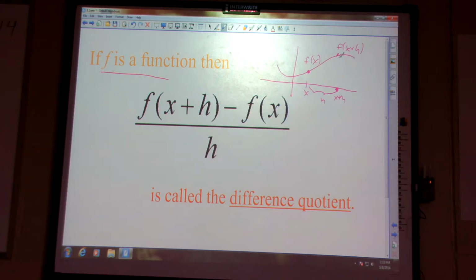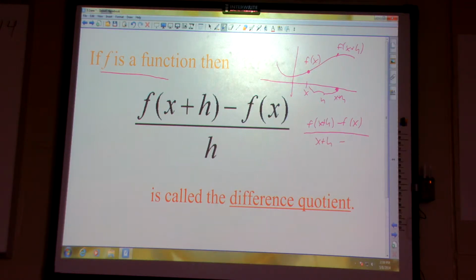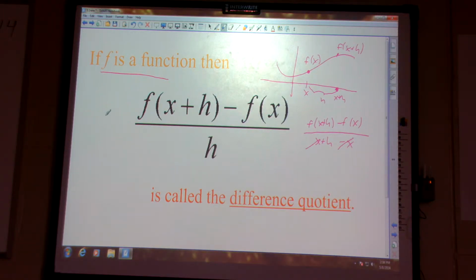Now remember, slope is y minus y over x minus x. So my slope would be f of x plus h minus f of x. There's your y minus y. My x would be x plus h minus x. Look at that. What the difference quotient really is, it is a fancy schmancy way of writing slope. Which is why it's average rate of change. It is really just slope. That's all it is, slope.